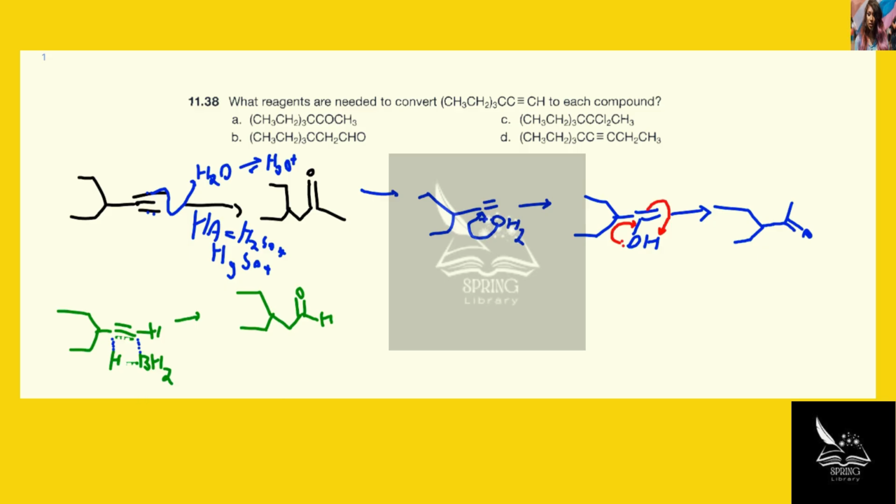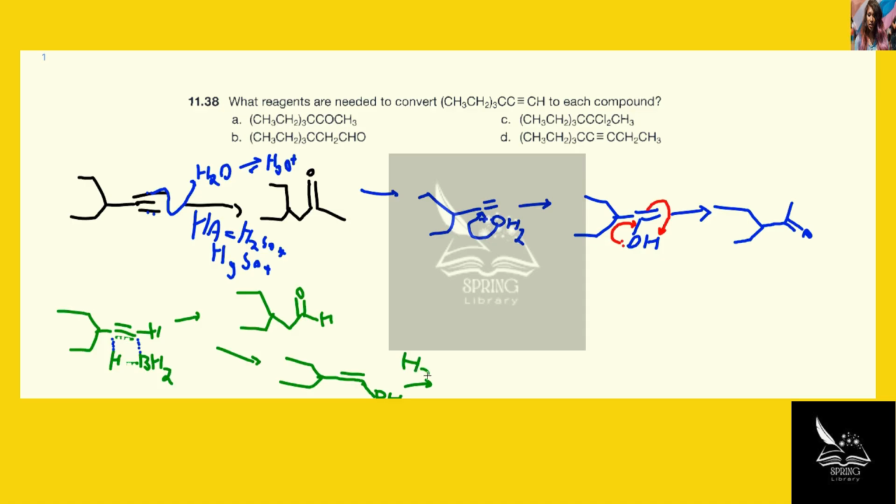So what would be the intermediate product of that? So let's draw the intermediate products of this. So BH2, but now we need to convert this BH2 to an aldehyde. So how do we do that?